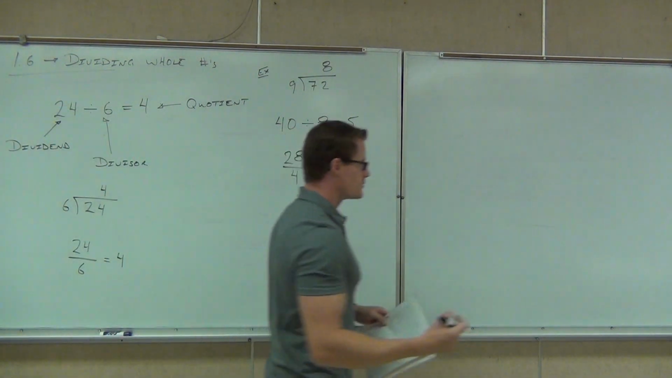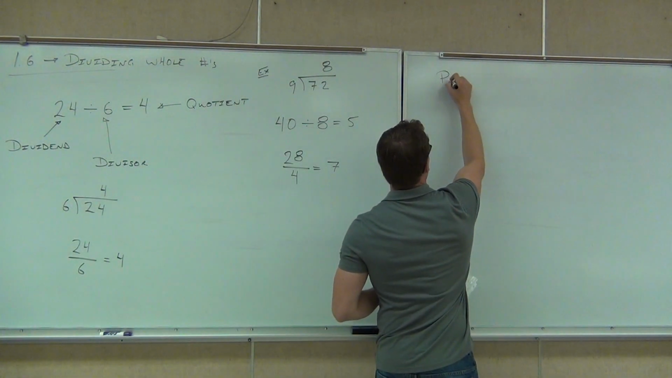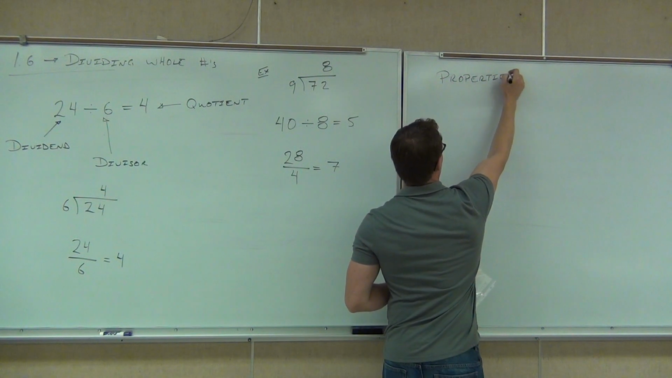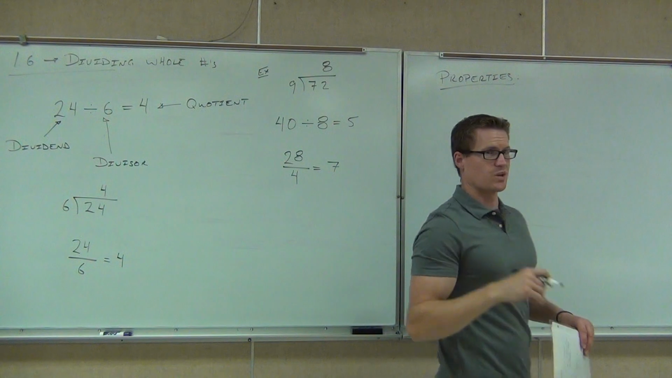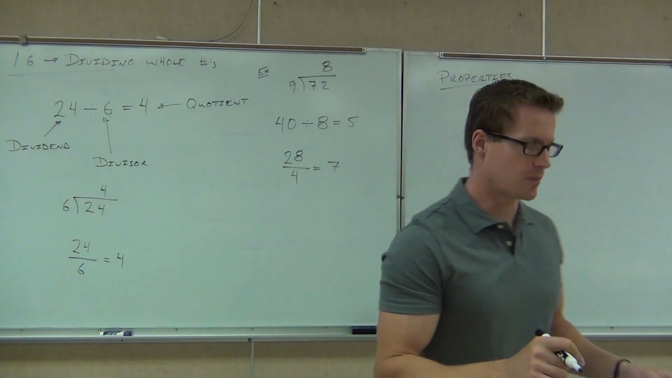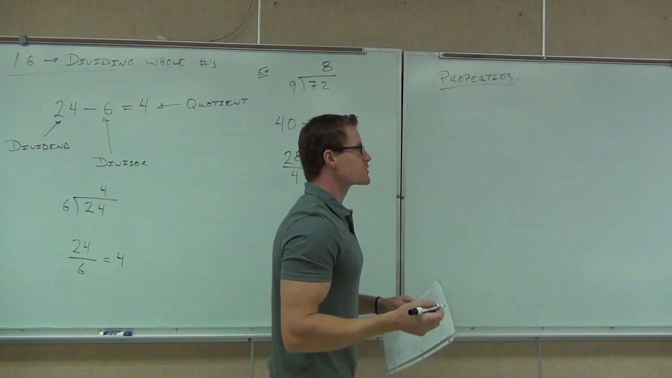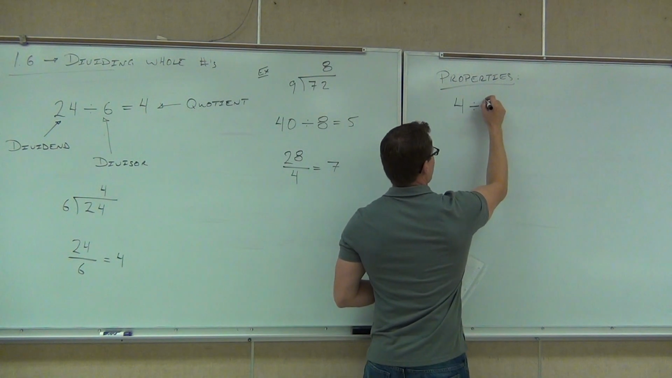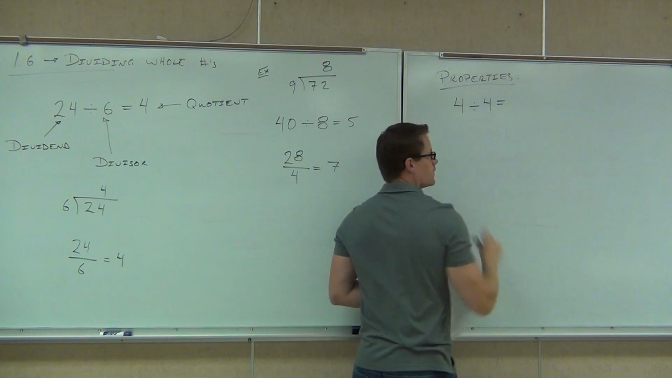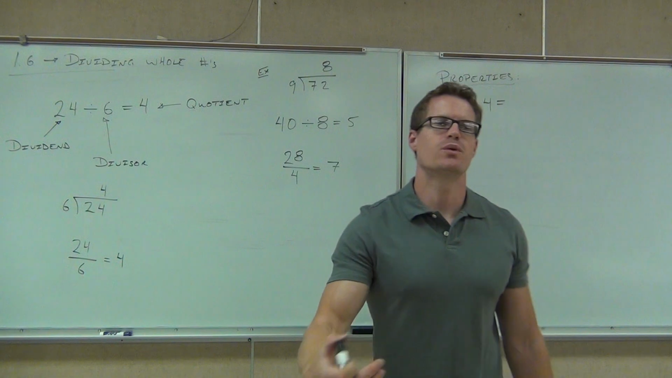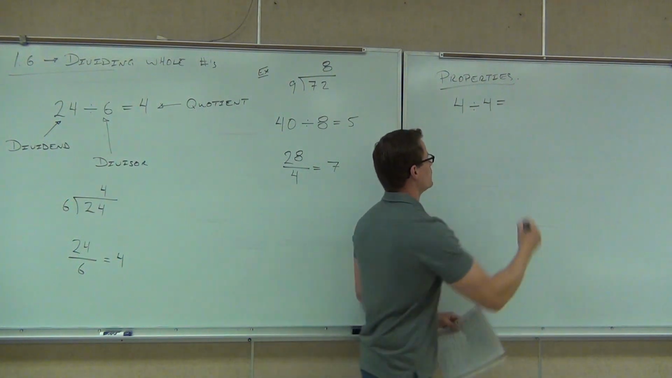Now, there are some properties of division. One of these is really important for you to get a handle on. We'll talk about it specifically for just a couple minutes. First one is this. If you divide a number by itself, any number by itself, what are you always going to get? One. Every time.